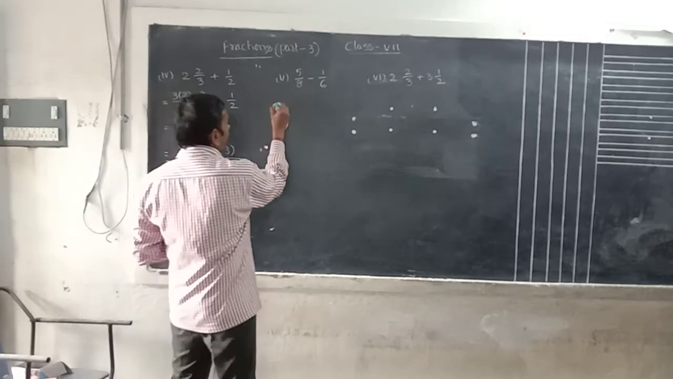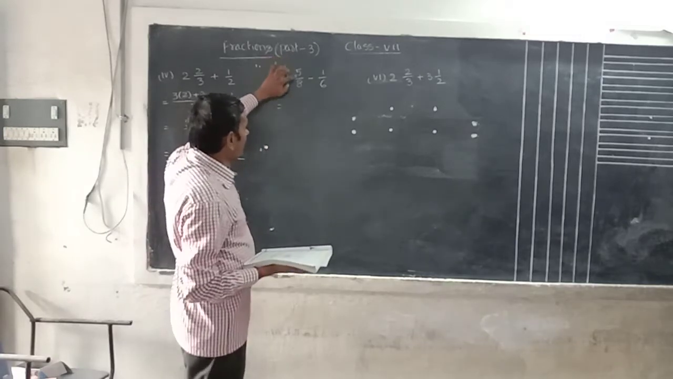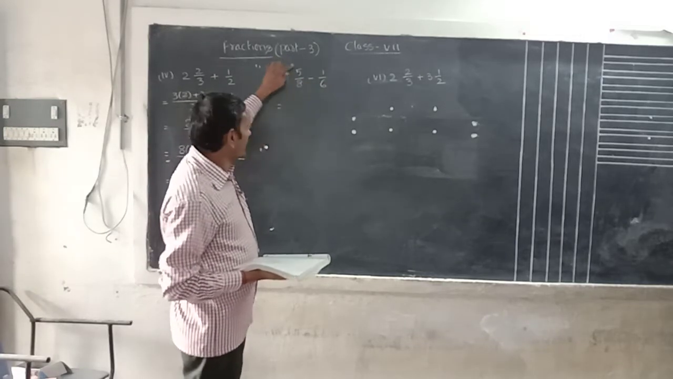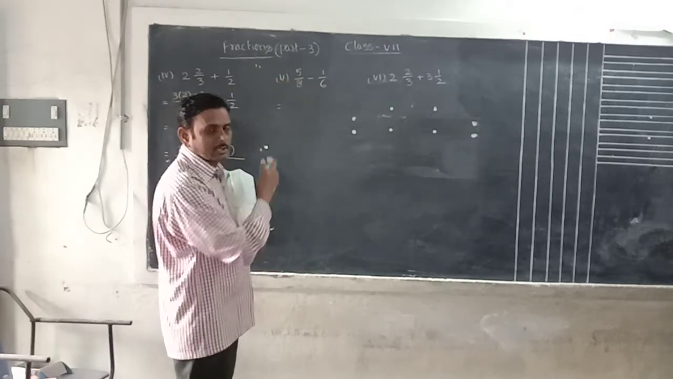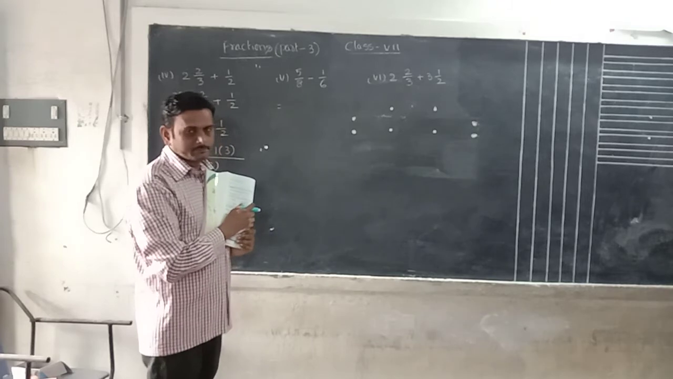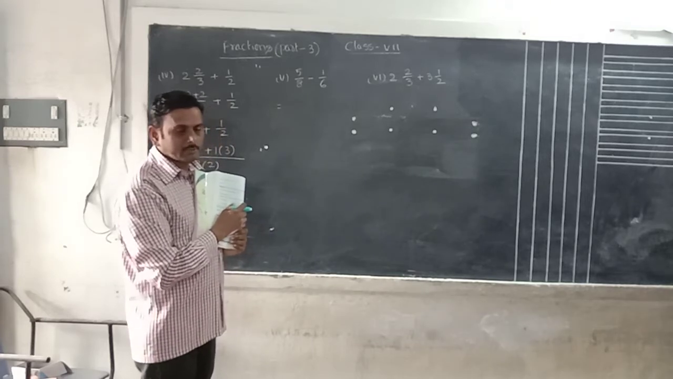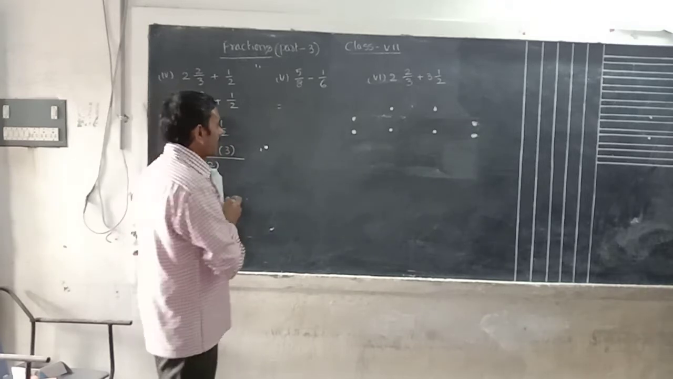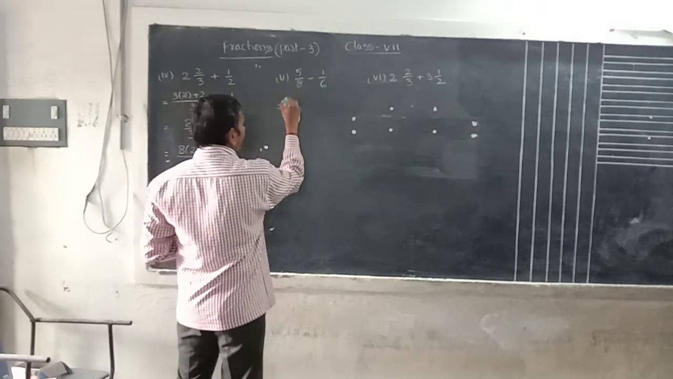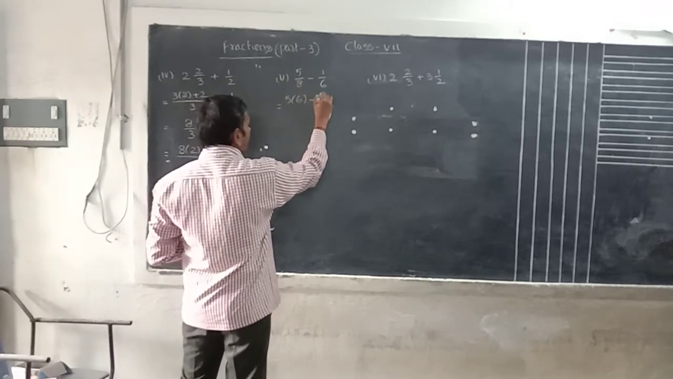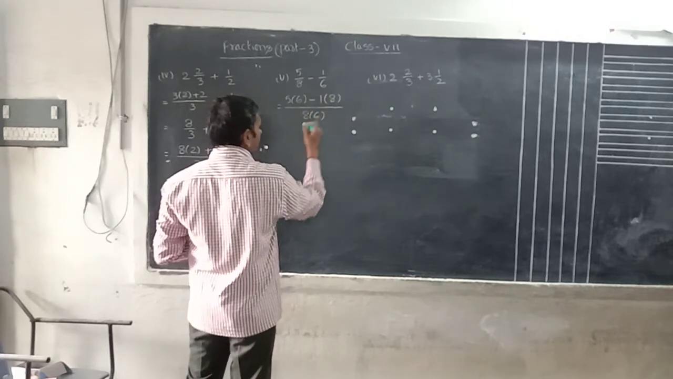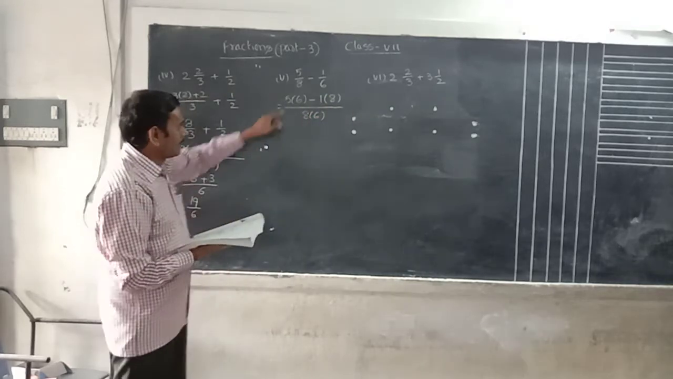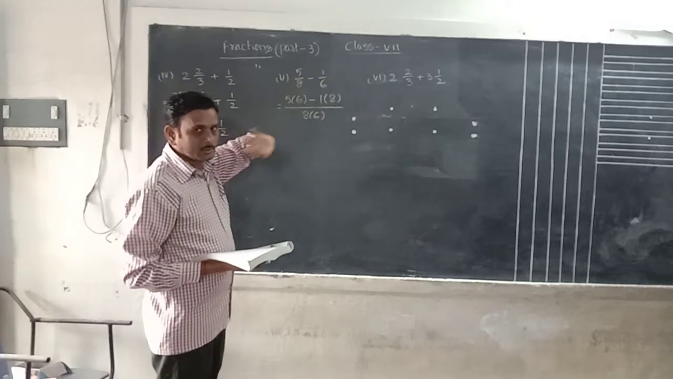And now we have the fifth question. What is the fifth question? 5 by 8 minus 1 by 6. Here also we can take cross multiplication or take LCM, our wish. 5 into 6 minus 1 into 8 by 8 into 6. We can take LCM also, no problem with that one either.